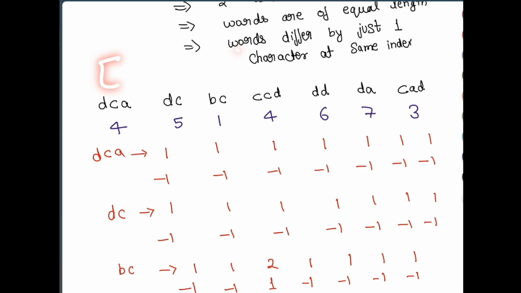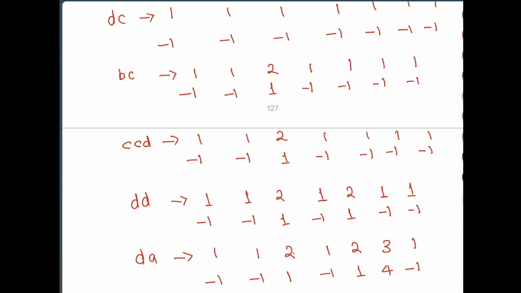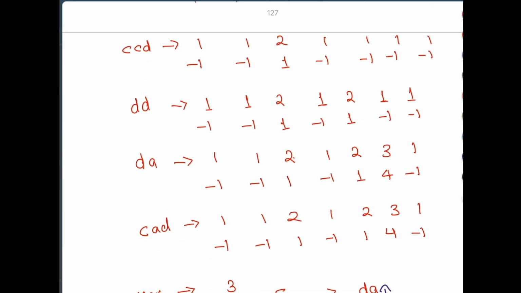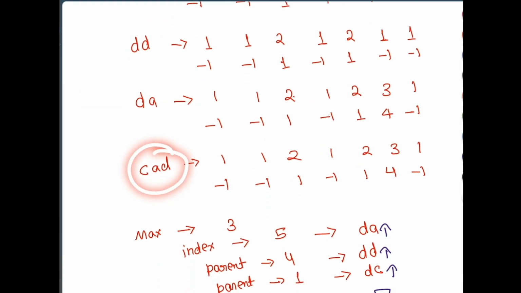So you form an array ending at DA, and before that you have DD and you have DC. So at this point of time, you will say that in case of DA, the value is going to be 3 and the parent of 3 is going to be 4. Why 4? Because before DA, we have DD, which is at index number 4. Now for CAD, you will also not find any element which you can add. So it will be 1 and -1.